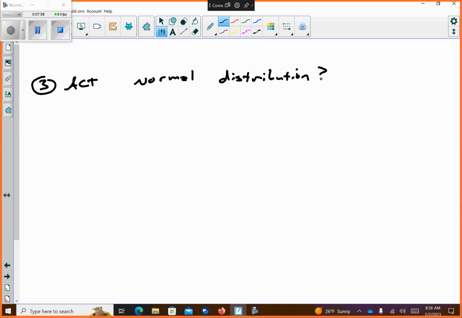To be fair. Well, it's not really to be fair. The normal distribution comes from the scores. But I like your thought. So the ACT normal distribution really takes place. How many years has the ACT been given?